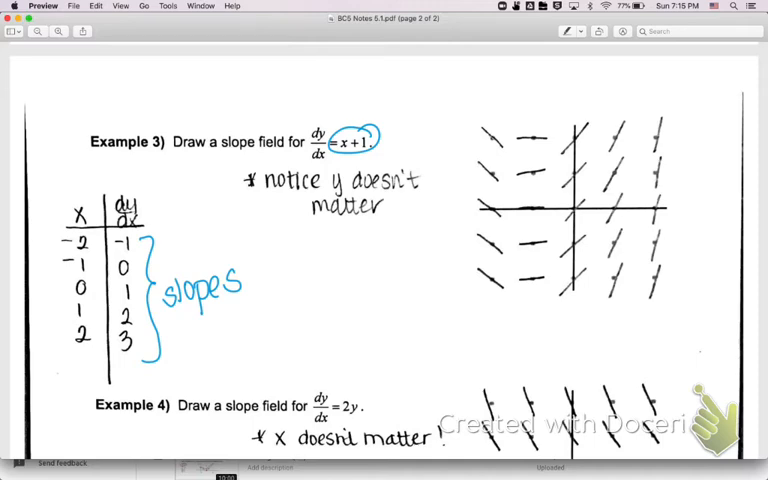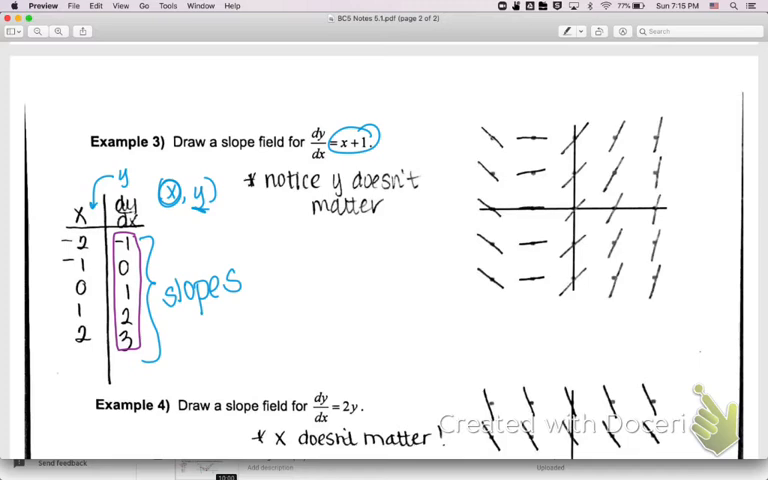So at each of these ordered pairs, this is just the x. We're going to have a y coordinate, but when we look at these x and y coordinates, the only thing that is going to matter is the x. The value of y can be whatever we want. The slope, which is this column right here, will remain the same every time.